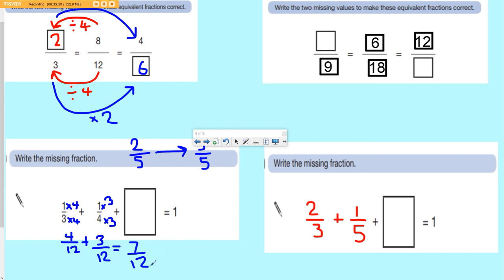Now in order for me to get this to become 1, I need to ensure that this just takes 7 away from 12. We get then 5 upon 12. Okay, now I would like you to have a go at this one now for me. So pause the video and then have a go at this one, and then you'll get the answer shortly.